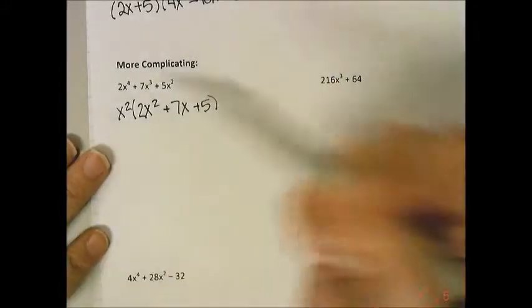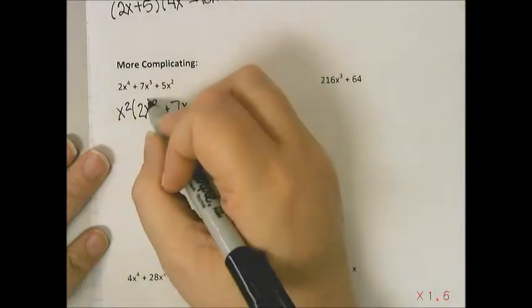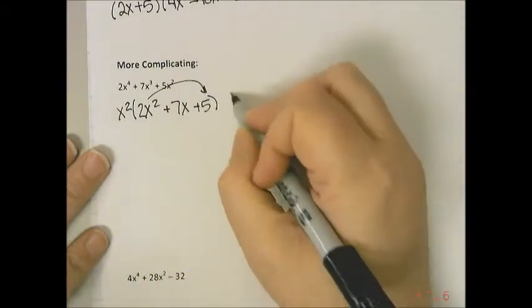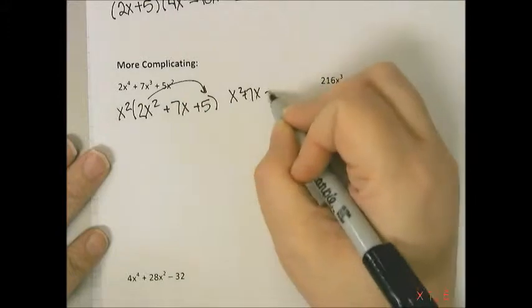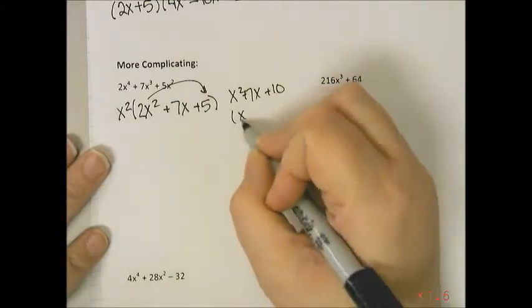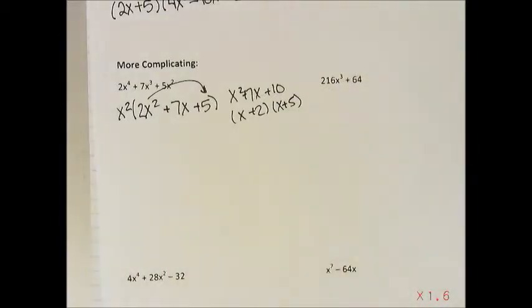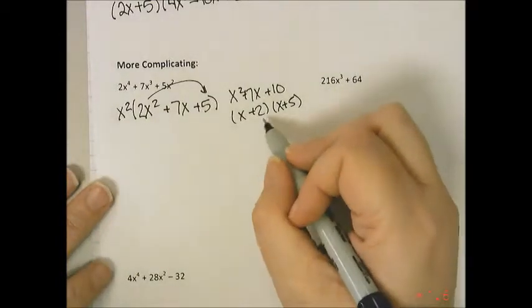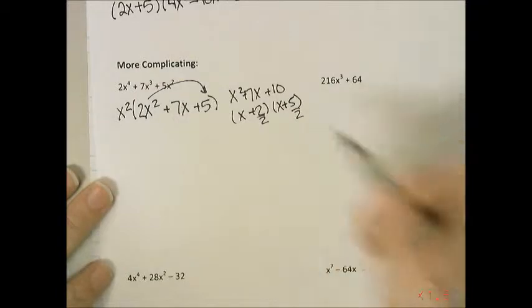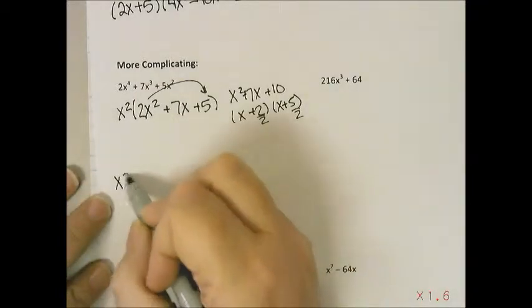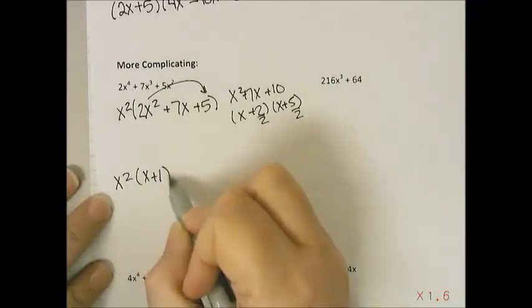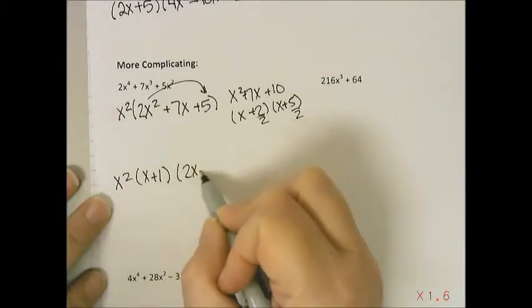And then like we did previously, we're going to multiply this out. We're going to see, all right, x squared plus 7x plus 10. We have two factors, x plus 2, x plus 5. So then that'll work. And once I multiply by 2, I have to do the back. So this becomes x squared, x plus 1, and then 2x plus 5.